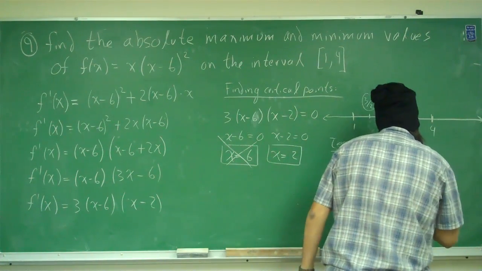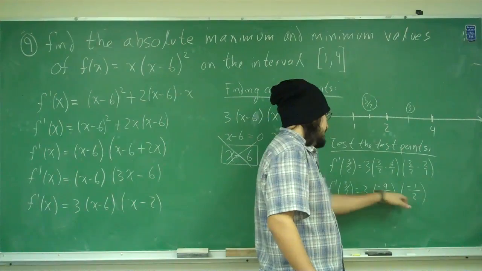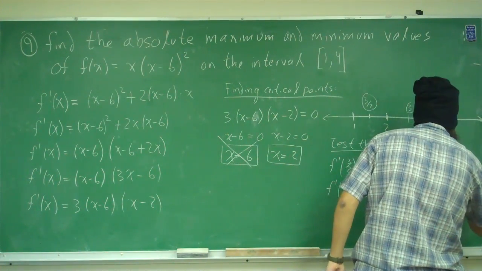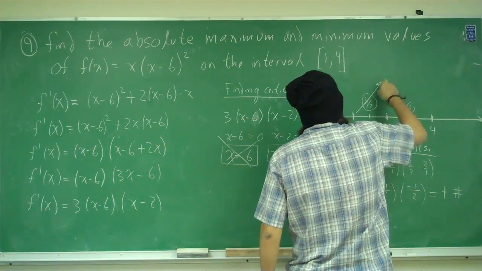So we have negative times negative is a positive, times another positive, so this is a positive number. It's some positive number, and that's all we care about. It's a positive number, therefore it is increasing.